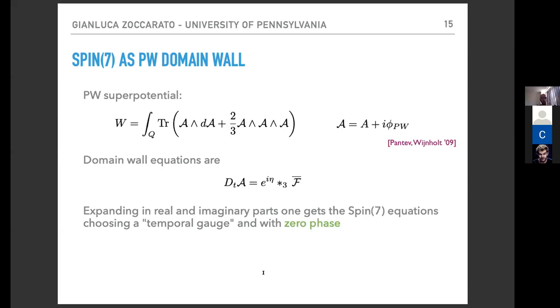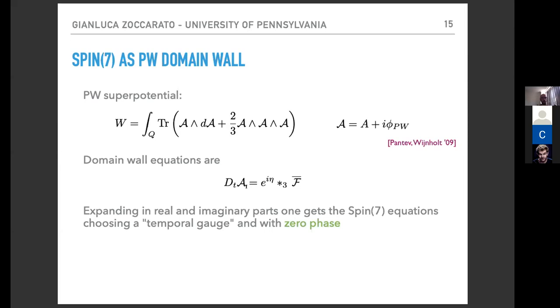And the domain wall equations can be written and they take the following form. So these are complex equations. You split them into real and imaginary parts, and you get the spin 7 equations, when you choose the gauge field to be zero along the domain wall direction, and you take the phase to be zero. This has to be supplemented with another condition, which is the vanishing of the D term, which is unaltered during the domain wall.